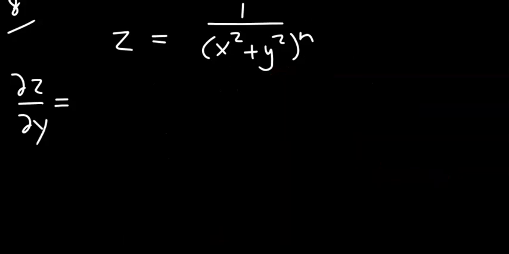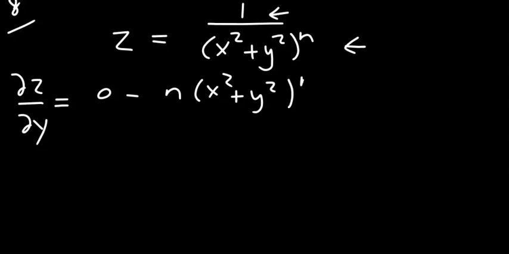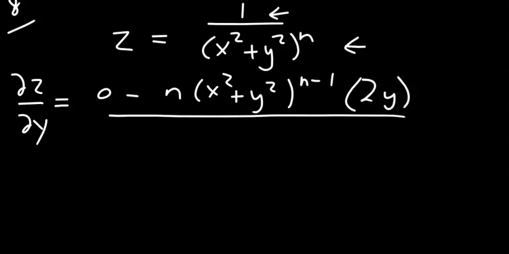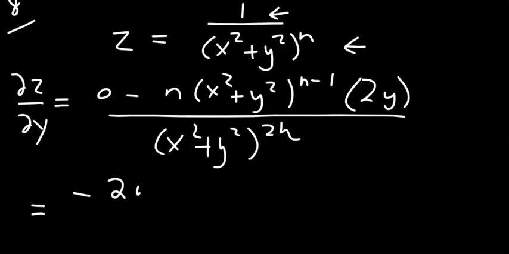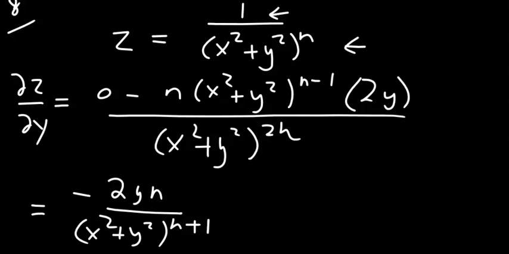And that's the answer. Partial derivative of z with respect to y, again, taking the derivative of the top one, you get 0, minus, now let's do the derivative of the bottom with respect to y, as before, n times x squared plus y squared to the power n minus 1, taking the derivative of whatever is inside the bracket with respect to y you get 2y, over the square of the denominator, which is x squared plus y squared, it becomes 2n. And as before, when you simplify, you get minus 2yn over x squared plus y squared to the power of n plus 1. And that's the answer.